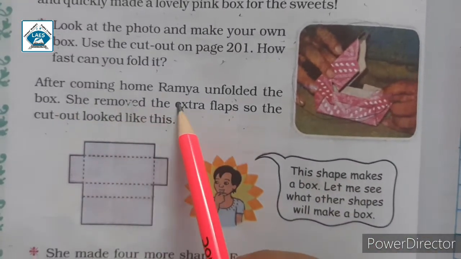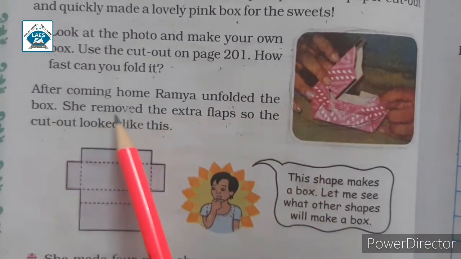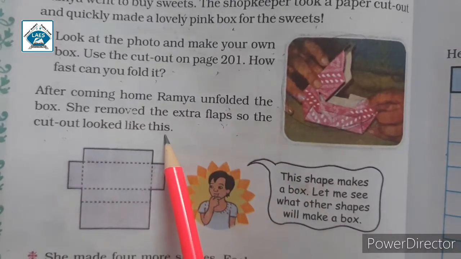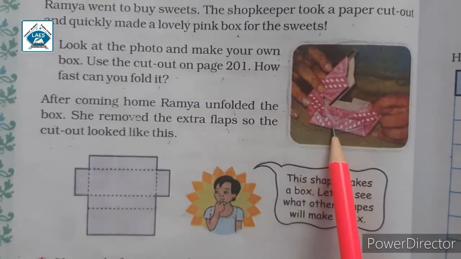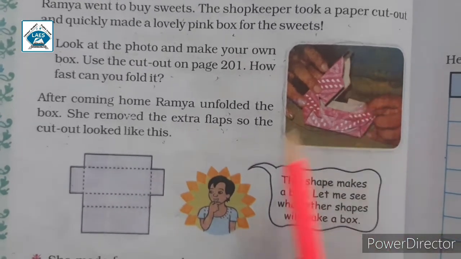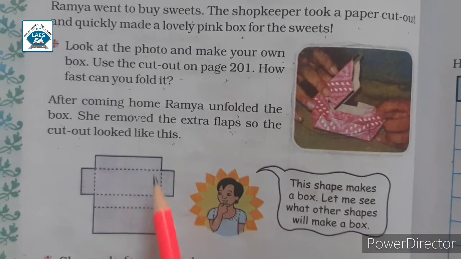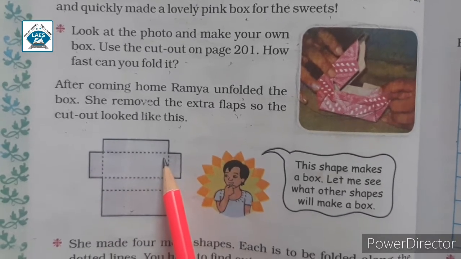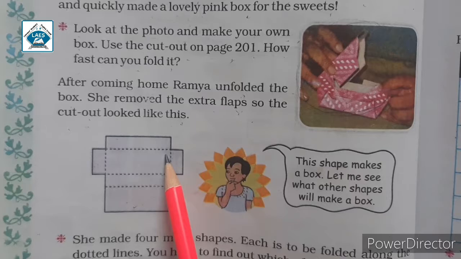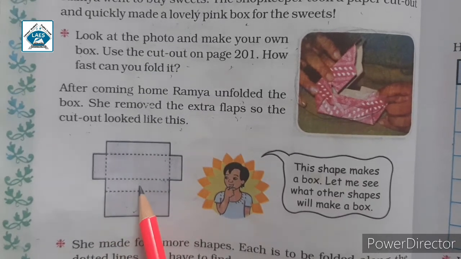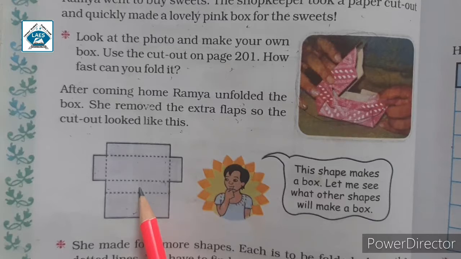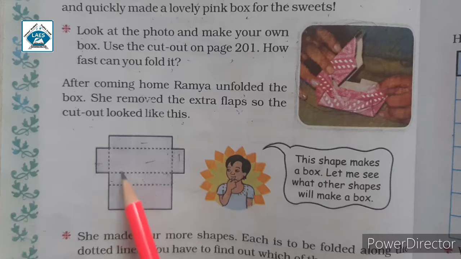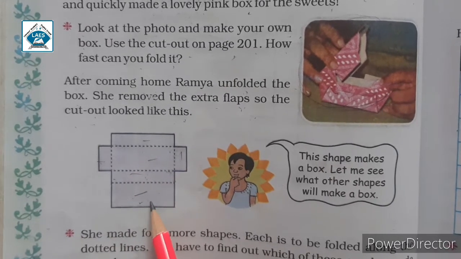After coming home, Ramya unfolded the box. She removed the extra flaps so the cutout looked like this. So this is the sweet box and this is the cutout of that box. You can see the dotted lines showing that it is folded from these lines. Here you can see it has a total of 6 faces: 1, 2, 3, 4, 5 and 6. Total 6 faces.